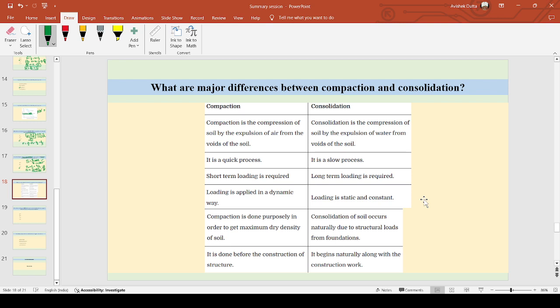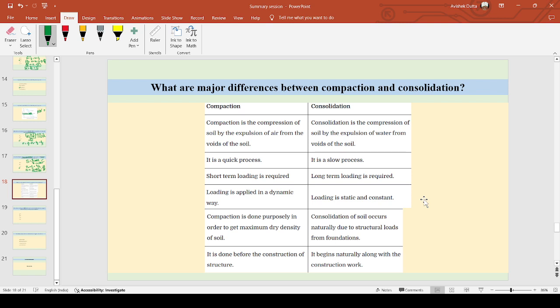And in continuation of this point, the last point is that compaction is done before the construction of a structure to maximize the strength or the dry density of the soil. But in the case of consolidation, it begins naturally along with the construction work. As and when the structures get completed, their load acts as overburden load on the soil, and because of that pressure, the water gets expelled slowly and gradually from the voids in the soil.